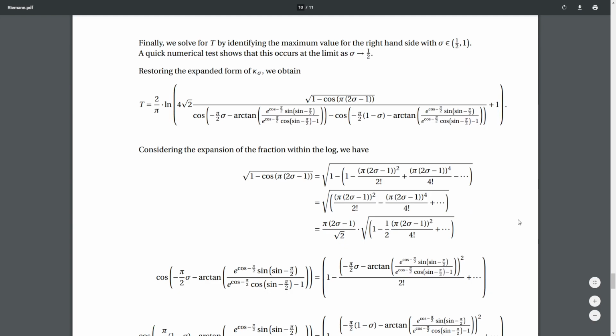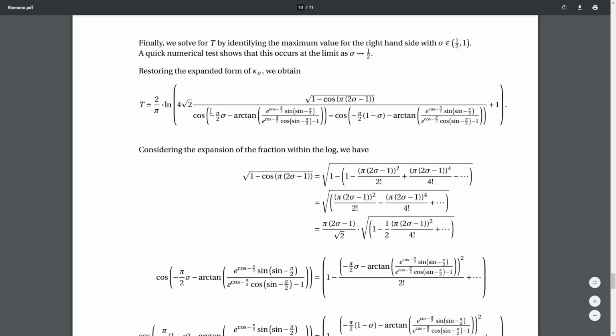Okay, but we at least have something that we can evaluate, right? So t will be established as something in that neighborhood. Sigma really only participates right here in this ratio. So we have the square root of 1 minus the cosine of pi times 2 sigma minus 1, divided by cosine of this times this, right?